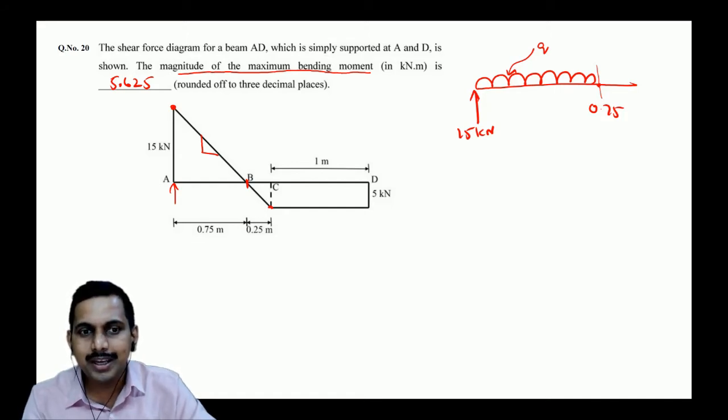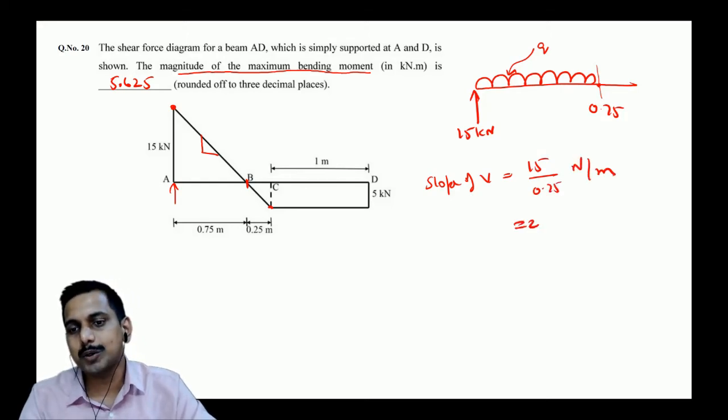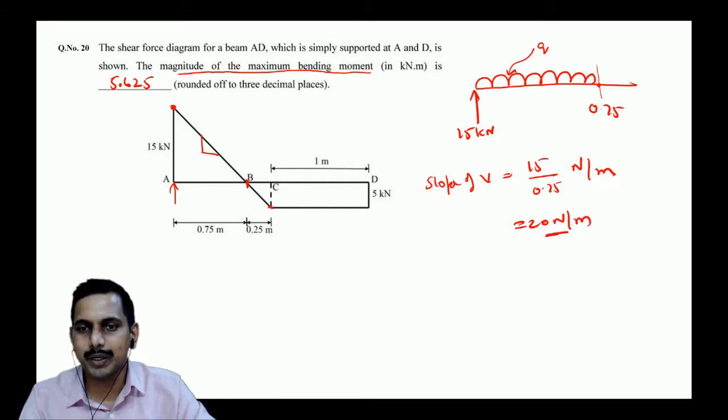What is the slope here? Slope here is given as 15. What is the slope? You can get it. Yes, 15 by m is equal to slope of the shear force diagram. Slope of V can be 15 divided by 0.75. So many Newton per meter, and this comes out to be 20 Newton per meter, students, right? Slope of V comes out to be 20 Newton per meter. So this is 20 Newton per meter.